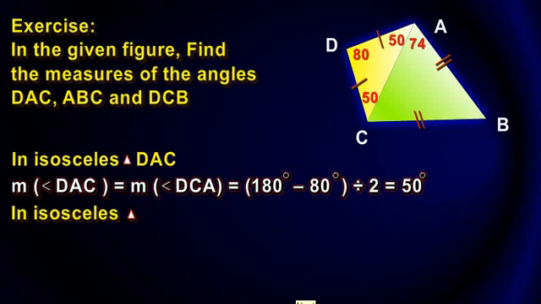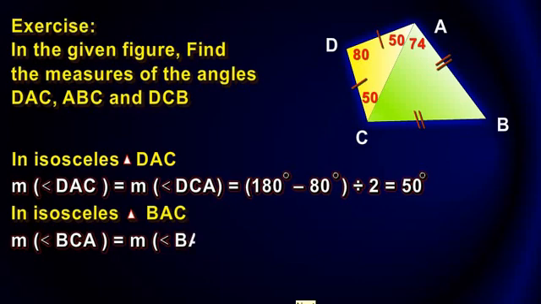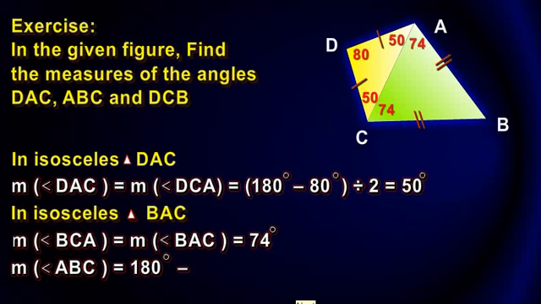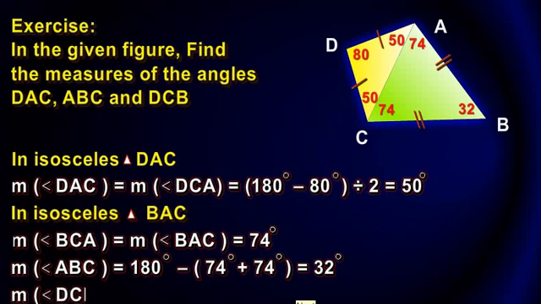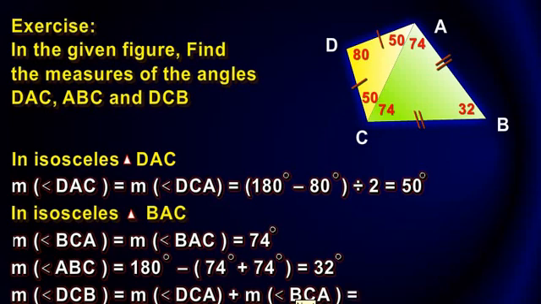In isosceles triangle BAC, measure of angle BCA equals measure of angle BAC equals 74 degrees. And measure of angle ABC equals 180 degrees minus (74 degrees plus 74 degrees) equals 32 degrees. Finally, measure of angle DCB equals measure of angle DCA plus measure of angle BCA equals 50 degrees plus 74 degrees equals 124 degrees.